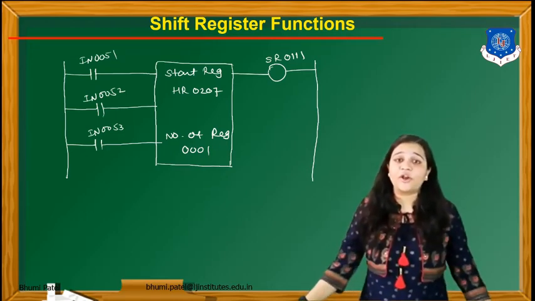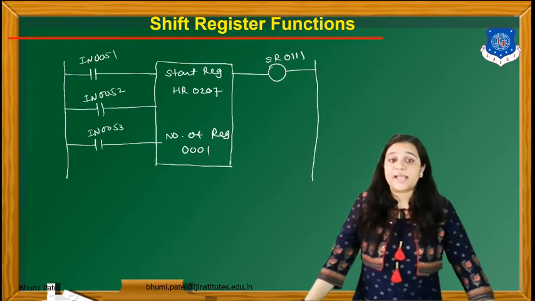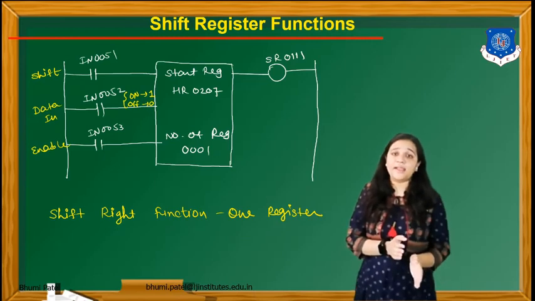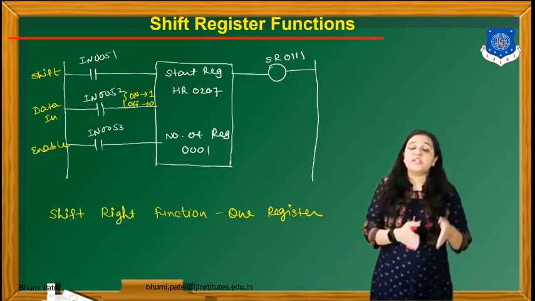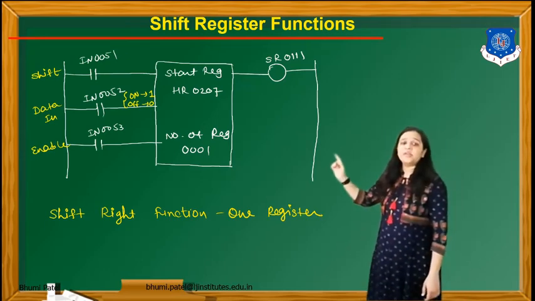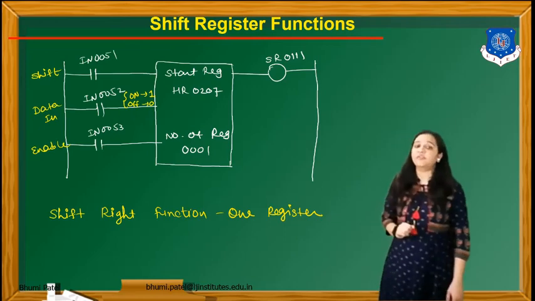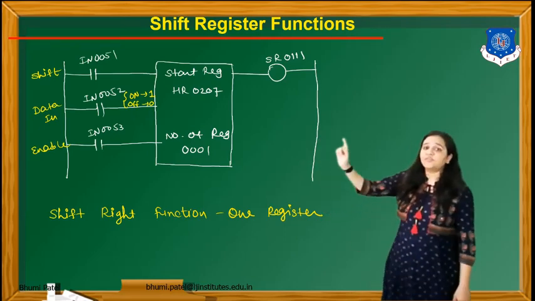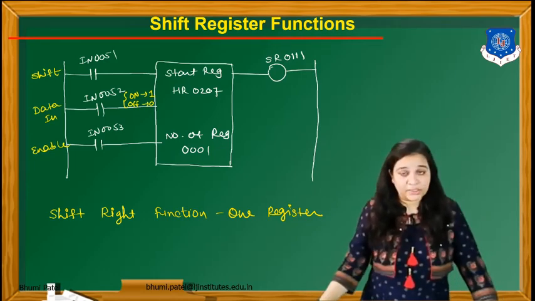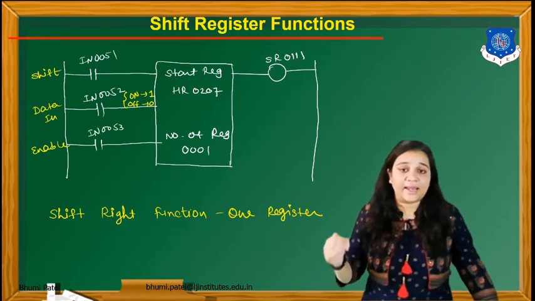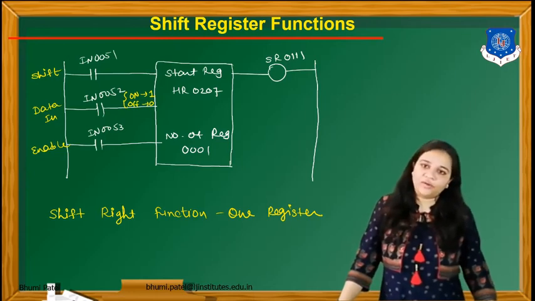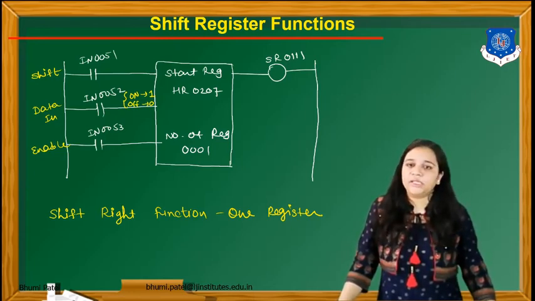Now what is the command of the shift right register? It is SR0111. Whenever the ladder diagram is executed, the bit will be shifted right for this particular register. This diagram is used for the shift right function for only one register. The first input is for the shift, the second input is for the data in, where the input data is 1 for the on condition and 0 for the off condition, and the third input is the enable.